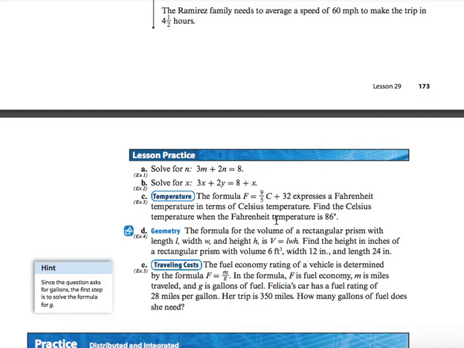For letter E, the traveling cost. The fuel economy rate of a vehicle is determined by the formula F equals M divided by G. In the formula, F is fuel economy, M is miles traveled, and G is gallons of fuel. Felicia's car has a fuel rating of 28 miles per gallon. Her trip is 350 miles. How many gallons of fuel does she need?